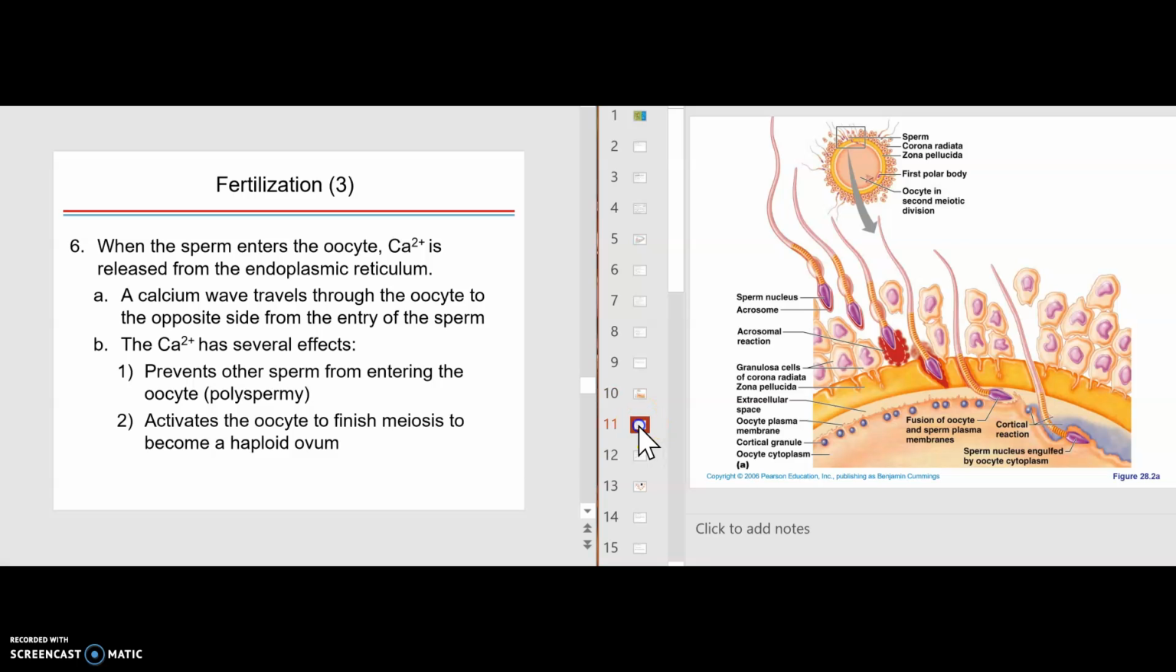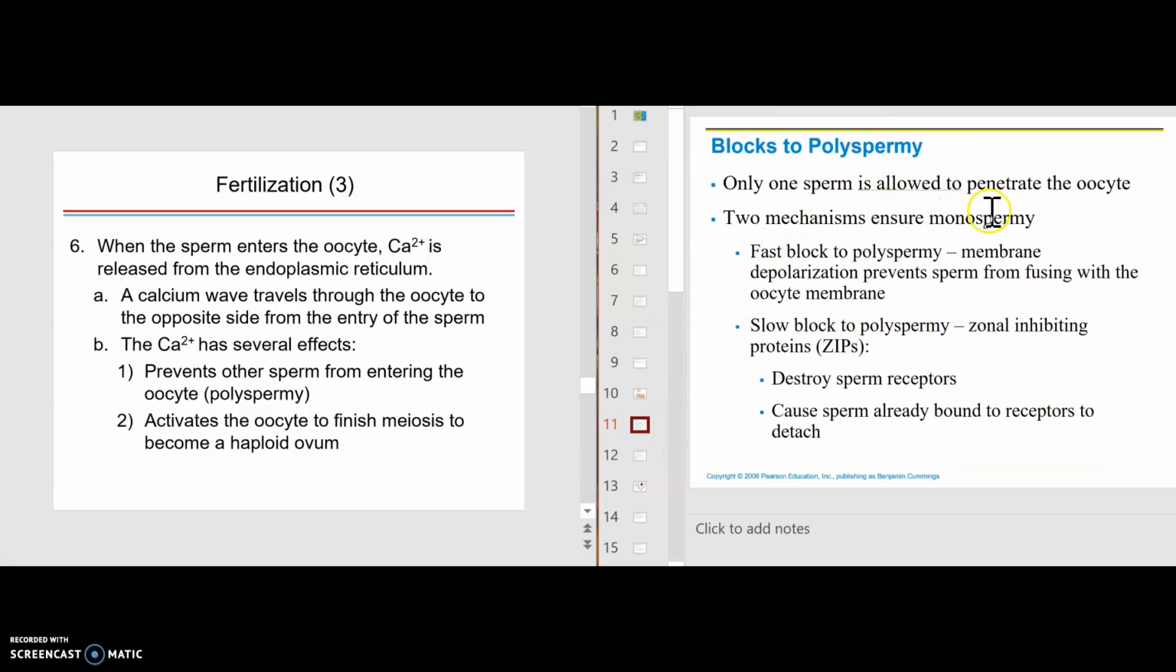Okay. Let's go a little further here. Only one sperm is allowed to penetrate under usual circumstances. Two mechanisms ensure monospermy. A fast block, the membrane depolarizes, that has to do with this calcium aspect, and then a slow block to polyspermy that has something to do with zonal inhibiting proteins that destroy sperm receptors. Those receptors we talked about cause sperm already bound to receptors to detach. So there's a couple of things happening here, all to prevent several sperm from entering.